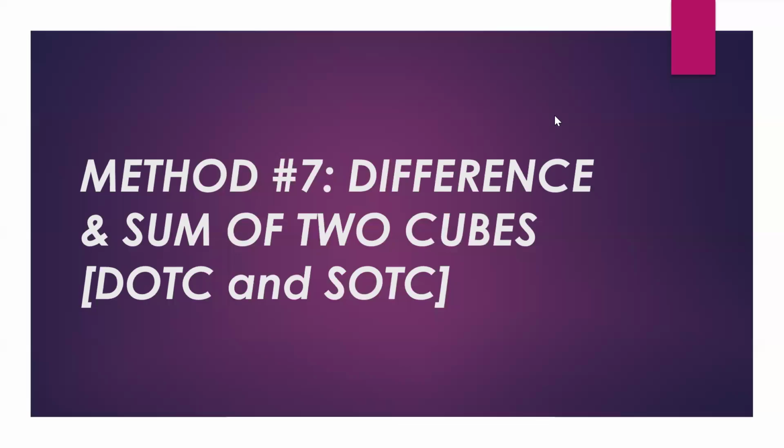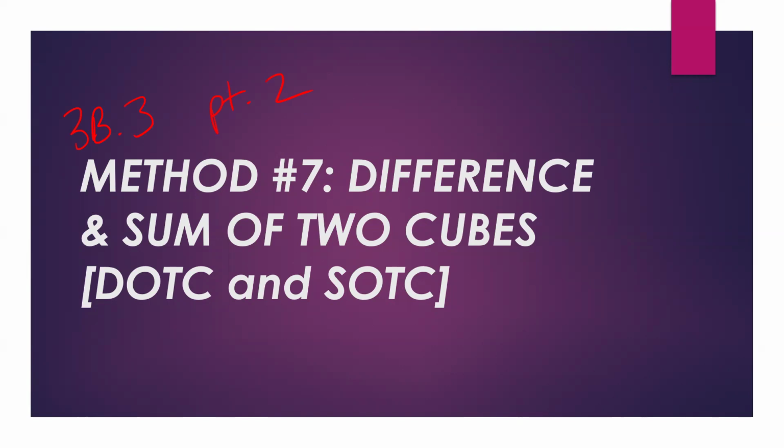So another one, again, this next part, just flip your paper, is difference or sum of two cubes. This is our 3A, our 3B.3 part 2, okay? It's method number 7. It's difference or sum of two cubes.